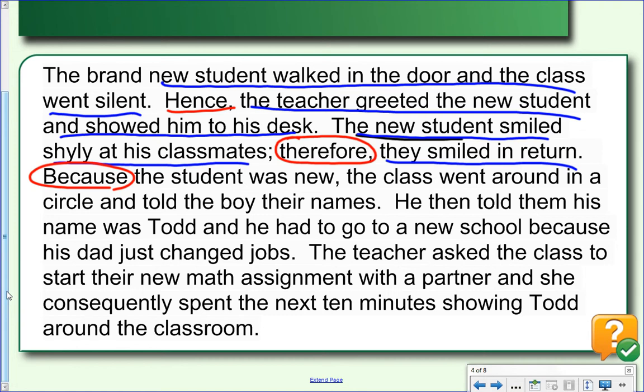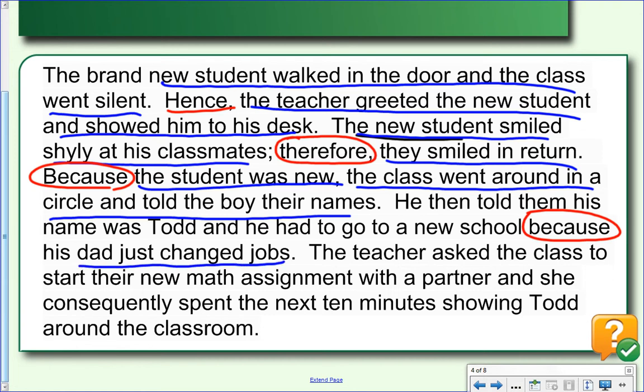Okay, so the cause then would be the class went around and told the boy their names because the student was new. He then told them his name was Todd and he had to go to a new school because his dad just changed jobs. Okay? Another cause and effect word. He had to go to a new school because his dad changed jobs. So my cause would be his dad changed jobs, and the effect was he had to go to a new school.